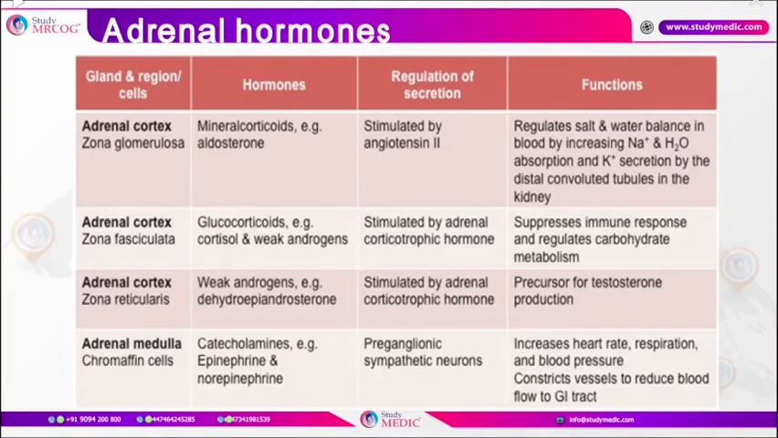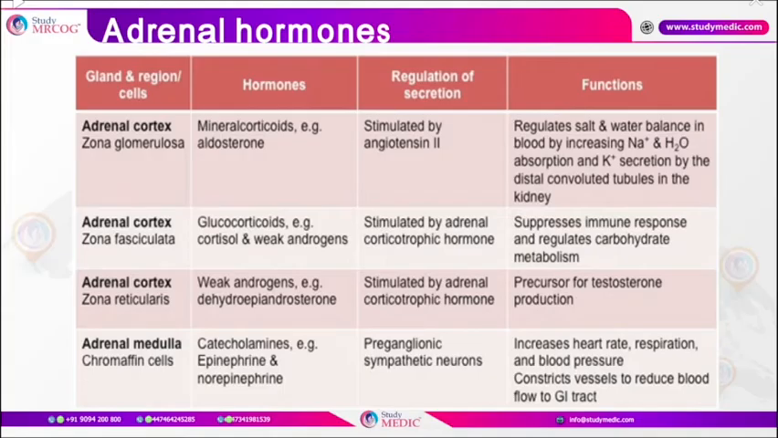Talking about zona fasciculata, which secretes the hormone glucocorticoid, the examples are cortisol and the weak androgens. It is stimulated by the adrenocorticotropic hormone, that is ACTH, which is secreted from the pituitary. The function is to suppress the immune response and regulate carbohydrate metabolism. The adrenal cortex also secretes a very important hormone, that is, weak androgen, from the zona reticularis, and this weak androgen includes dehydroepiandrosterone. Its stimulation is by ACTH, and the function is that it acts as the precursor for testosterone production in our body.